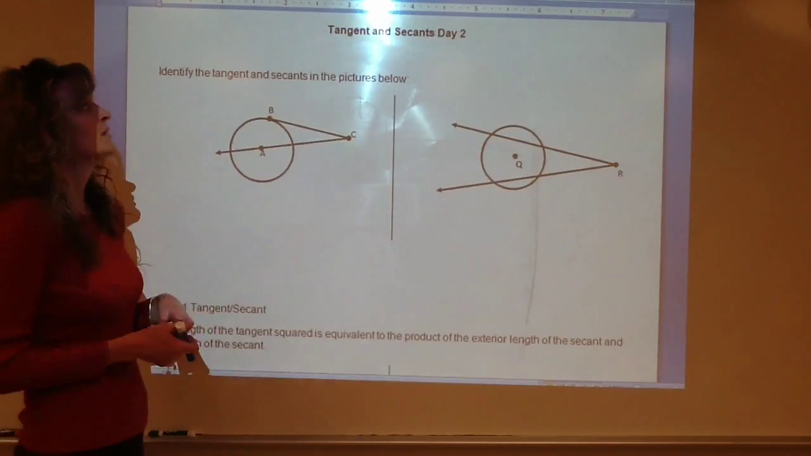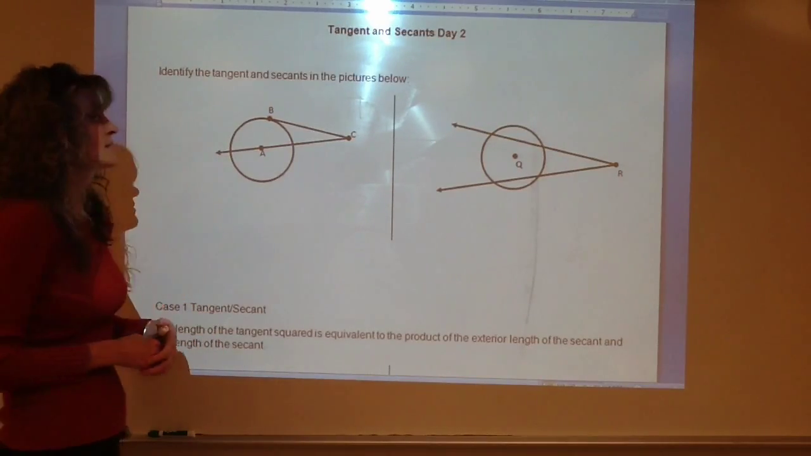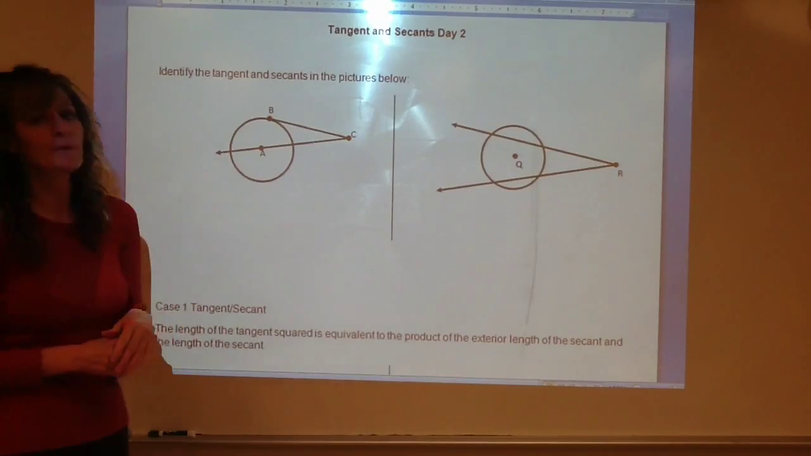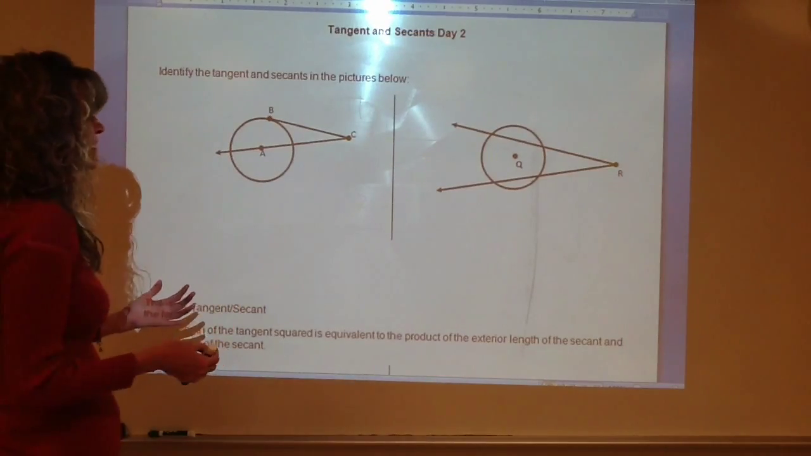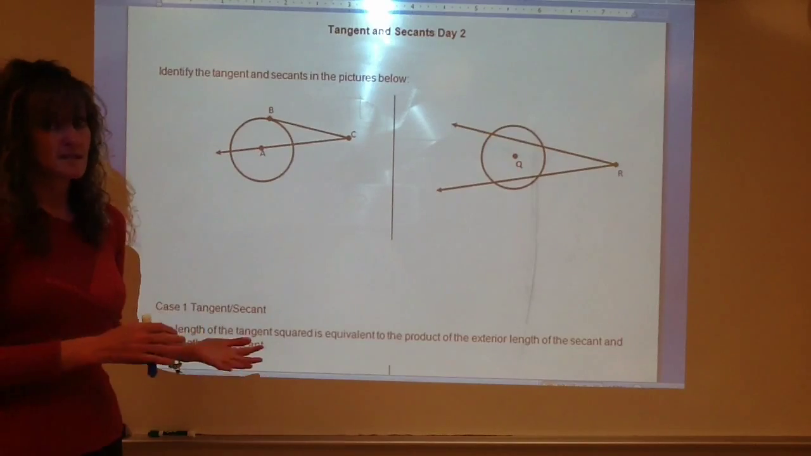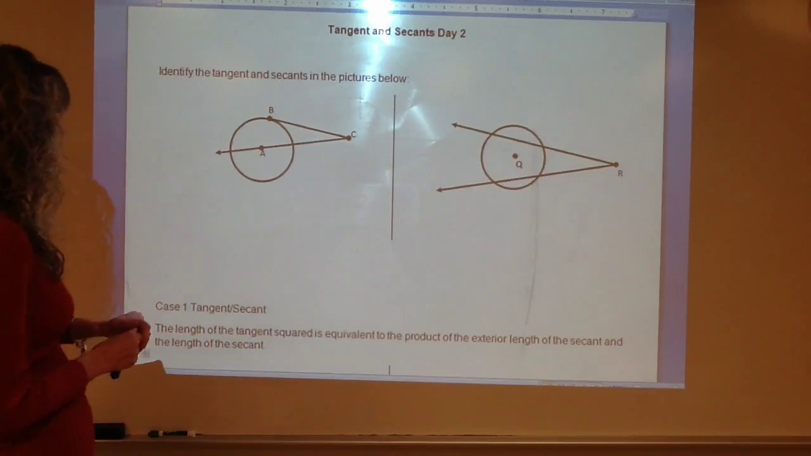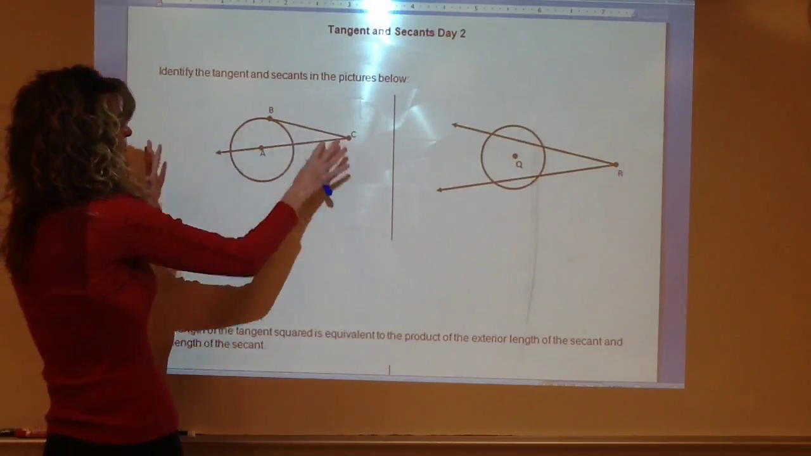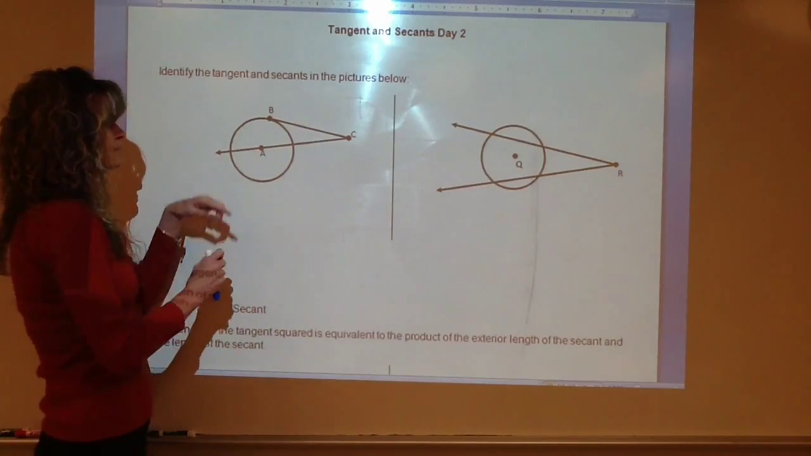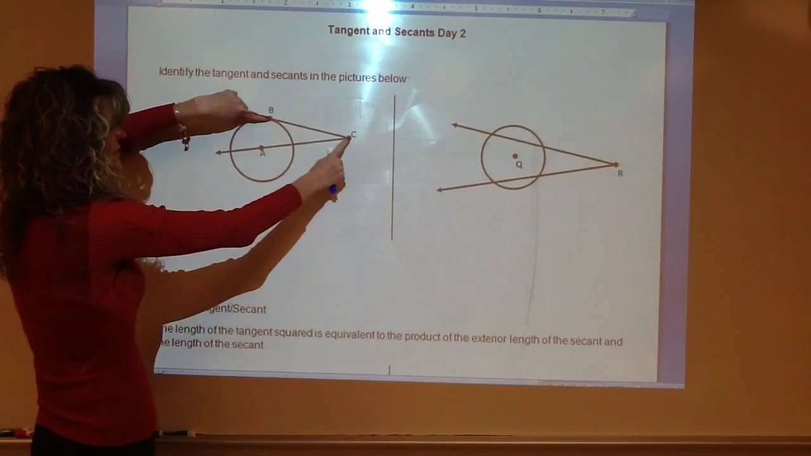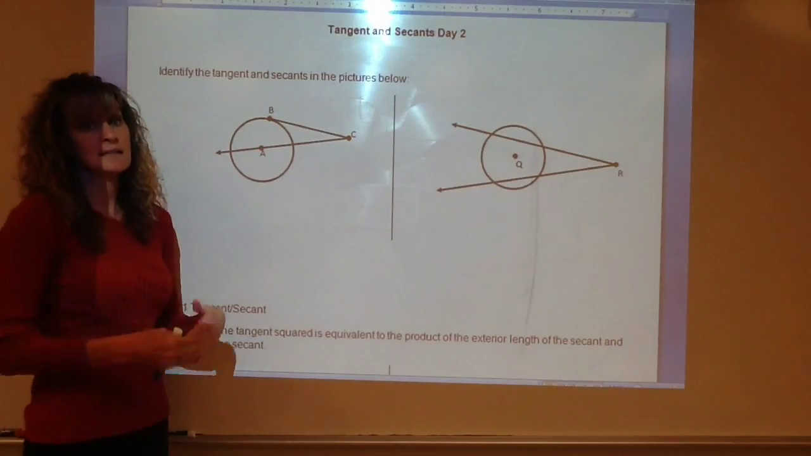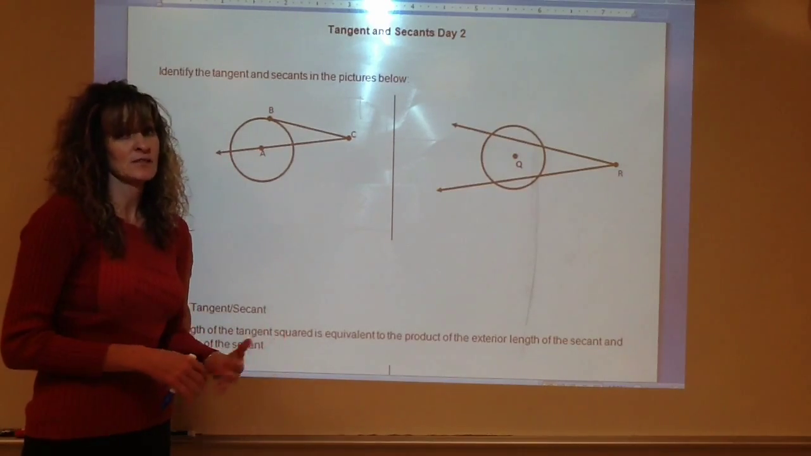Welcome to day 2 of tangents and secants, and let's look at a couple of pictures and identify what's a secant and what's a tangent. So if I were to look at this first example and I was to look at B to C, would that be a secant or would that be a tangent?